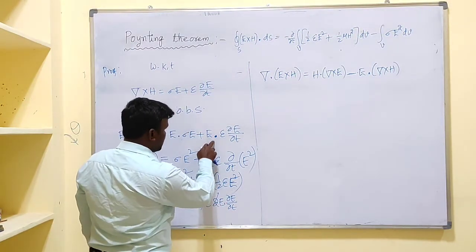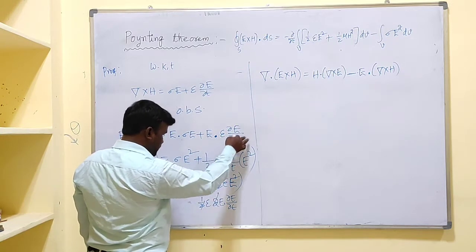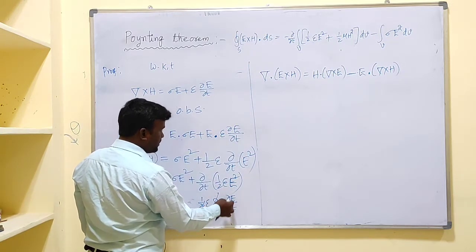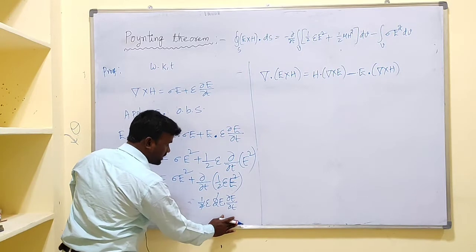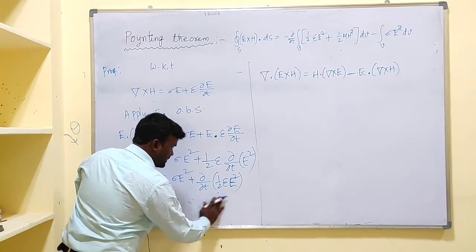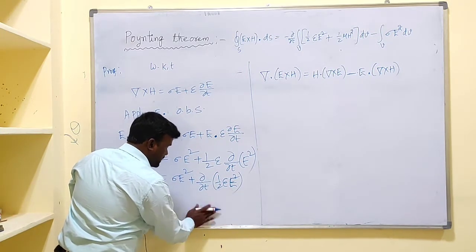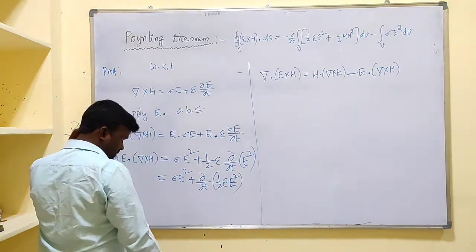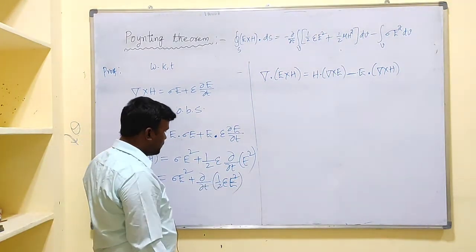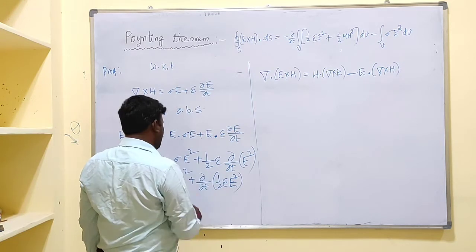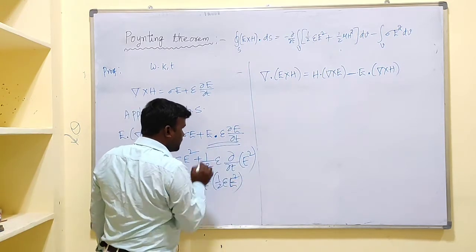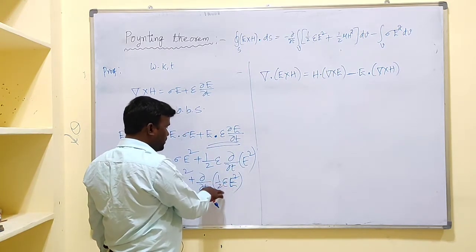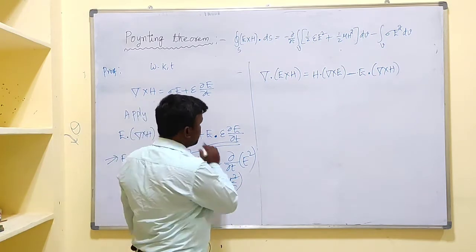So we have E dot ε ∂E/∂t, or else ε E ∂E/∂t. Both are the same, since a dot product here is similar to a simple product. So that is ∂/∂t of (1/2 ε E²). Please remember this: E · ε ∂E/∂t can be written as ∂/∂t of (1/2 ε E²).